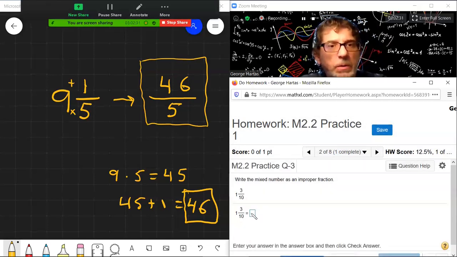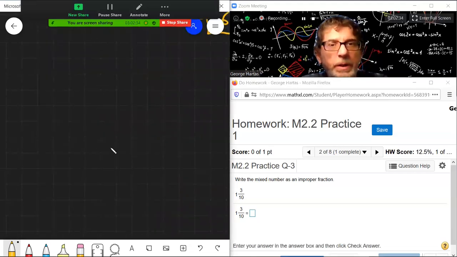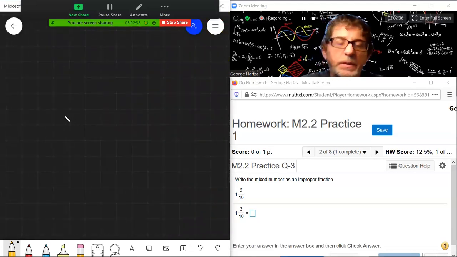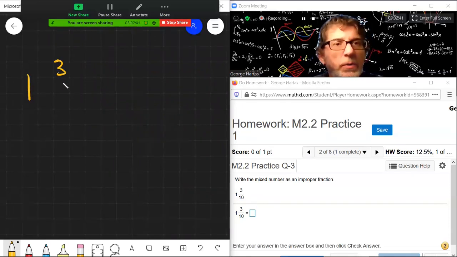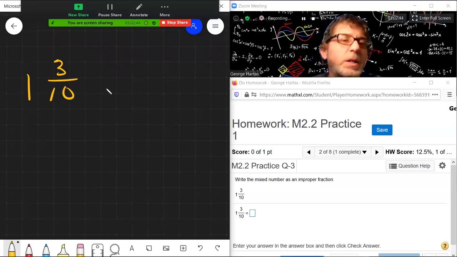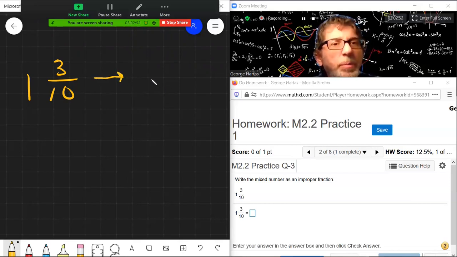All right, so different number, same technique. 1 3/10. We need to convert this to an improper fraction. And again, we can do this little trick I just thought up here. We can take this 10 and just write it down here. We know the denominator is the same, so let's just put it there. All we got to do is find the numerator.